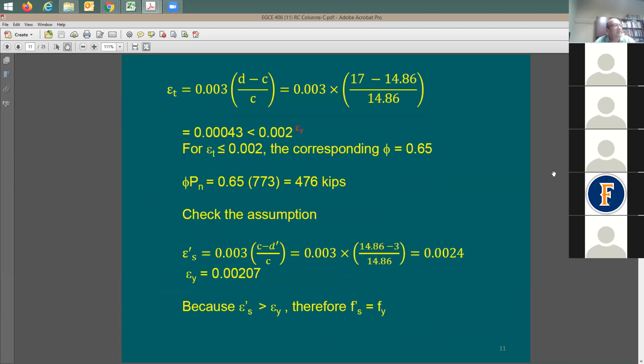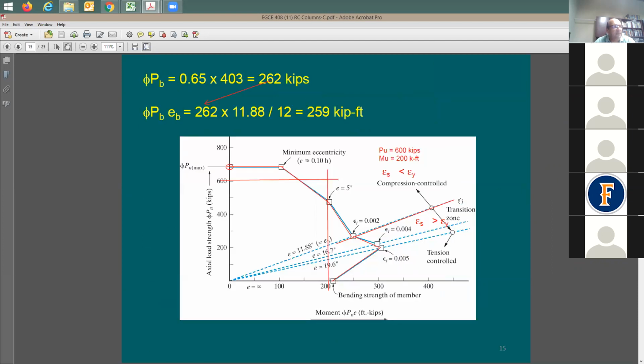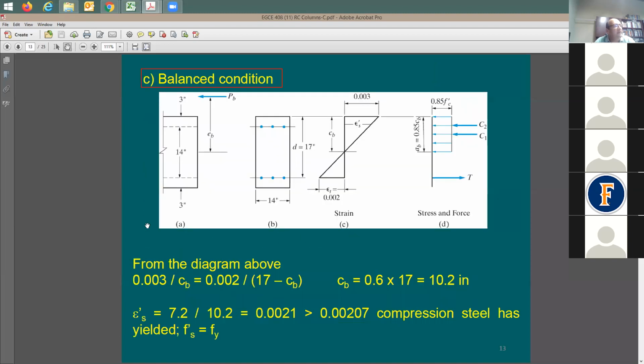The balanced point, just to remind you, is this point. At this point, the concrete is reaching a strain of 0.003, and the steel in tension is reaching the yield point, 0.002, at the same time. Do you have a good example for it? I'm going to say yes, it's right here. It starts from page 13 of slide set 11.